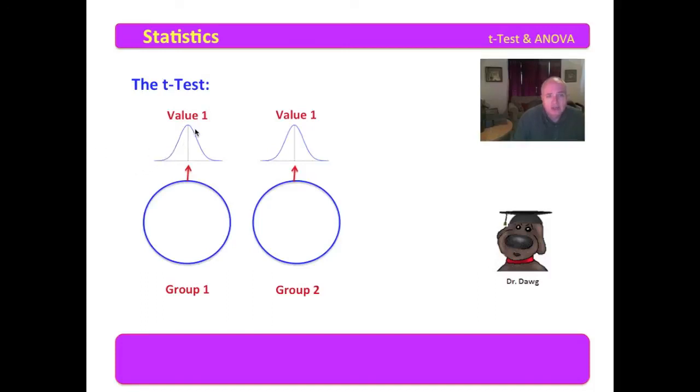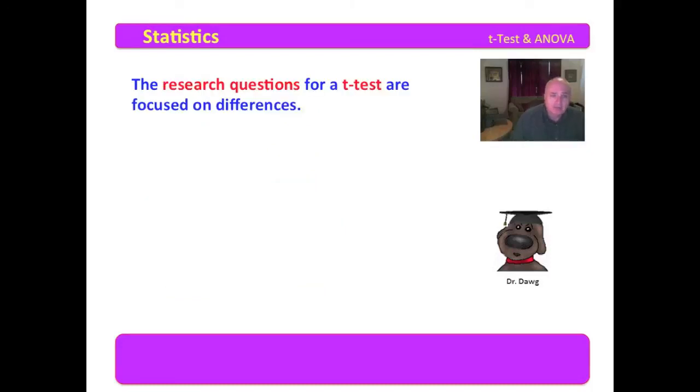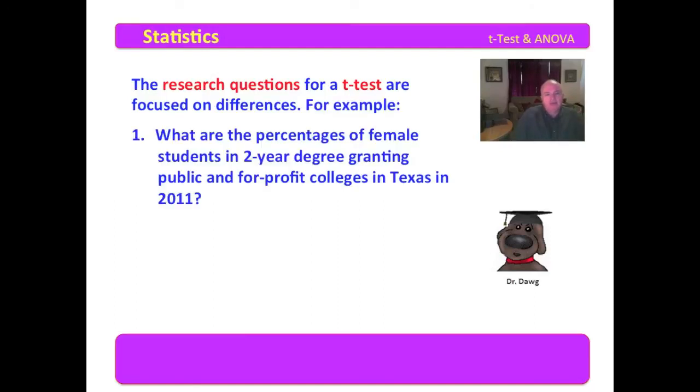Now, you will notice here that I put in normally distributed curves. I want to remind you that these variable values, this dependent value that we've selected here, should be normally distributed. The t-test assumes that it is. Now, the research questions for a t-test are focused on differences. You remember that correlational studies were founded on relationships. Well, comparative studies are based on differences.